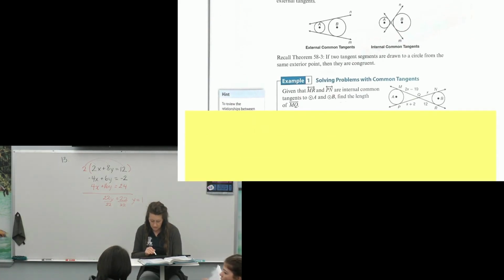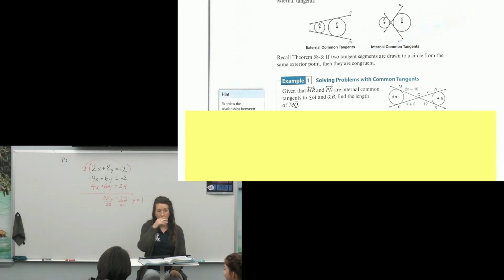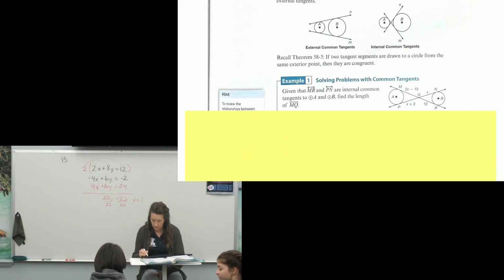Okay. So remember 58.3, if two tangent segments are drawn to a circle from the same exterior point, they are congruent. So a lot of the problems we'll do today have that, where the segments are congruent. Like this tangent is going to be congruent to this tangent. MR and PN are internal common tangents. Find the length of MQ. How would we do that?